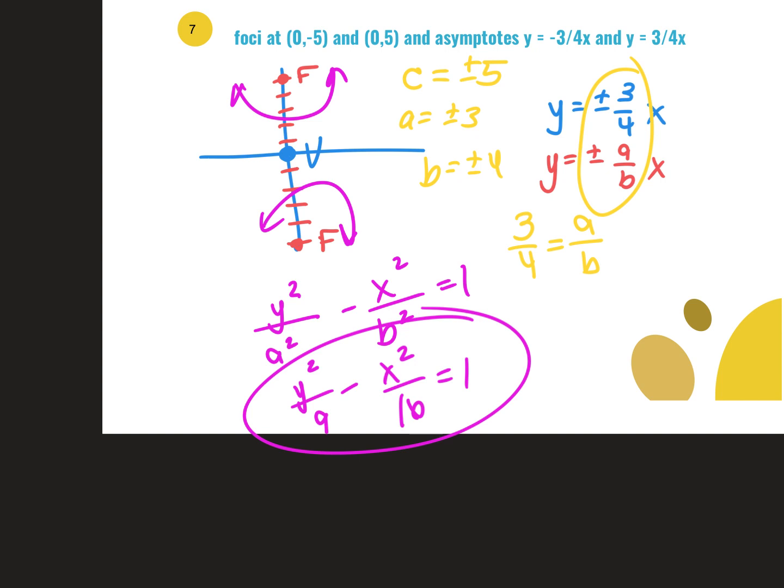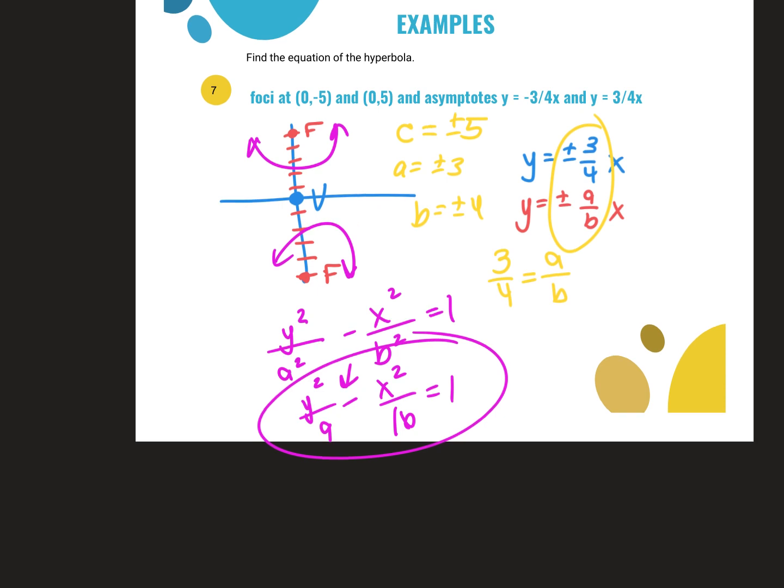Say it again. Yes, no, that matters. Because think about this, it's a minus sign, so order matters. Whatever kind of hyperbola you have, if it's vertical, y goes first. If it's horizontal, x goes first. That's why it might be a good thing to write down when you see, oh, it's vertical, it's going up and down. Write that down so you know y comes first.